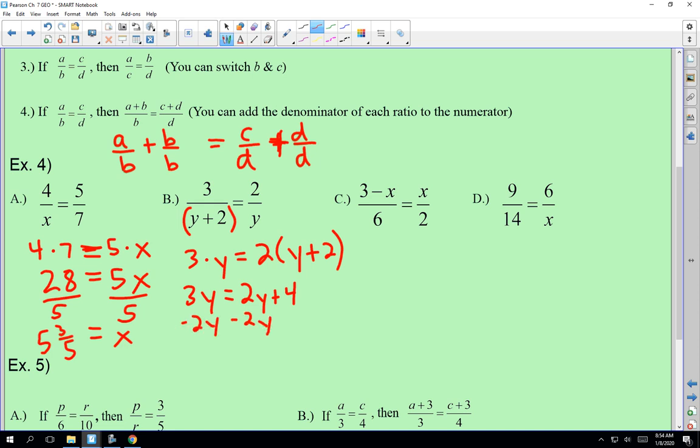Show you what it looks like. And I get y equals 4. So what this says, if I've done this correctly, is I can place a 4 in for y here and here, and the left side equals the right side. Let's just double check that.